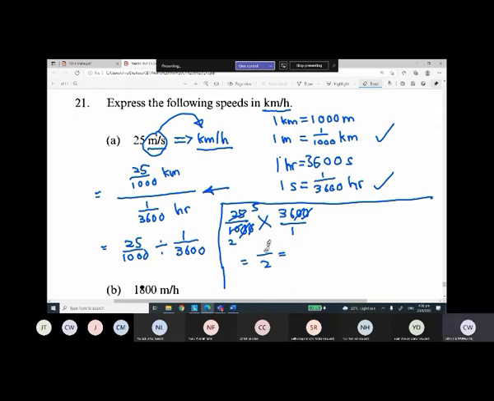Oh, you can still cancel, right? Yes, sir, still can cancel. Easier. So you can still cancel. 18 times, so it will be 1. 18 times 5 is what? 90. They are right, sir. 90. Is it all right?